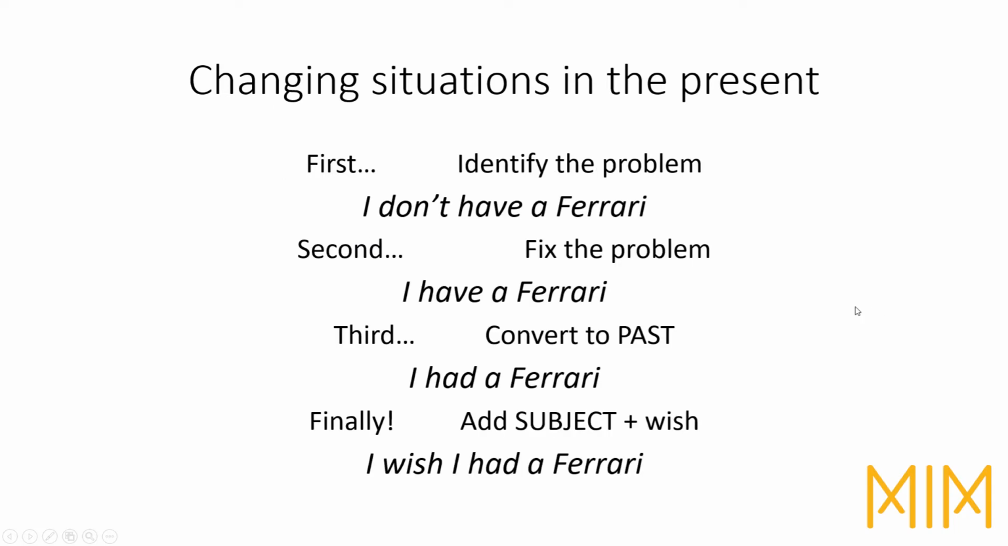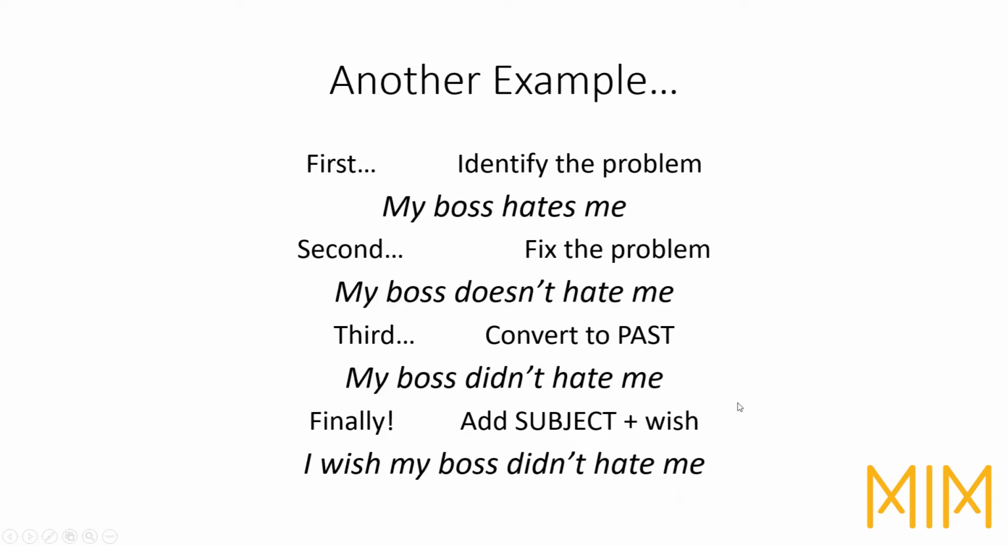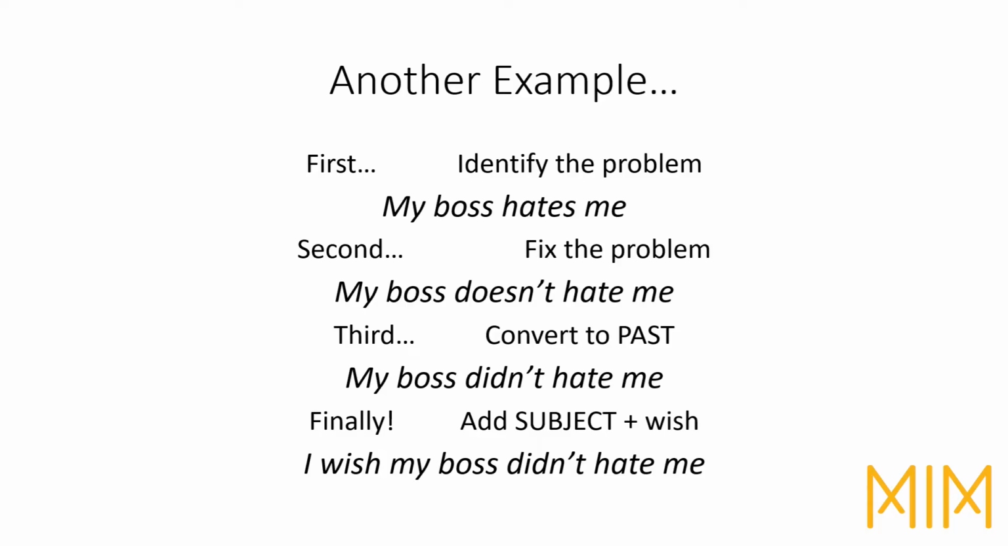Okay, so 4 steps. Identify the problem, fix the problem, change to the past tense, and then add subject plus wish. I wish, you wish, he wishes. So let's take another example. My boss hates me. Actually, I have 2 lovely bosses. And neither of them hate me, I don't think. But we can imagine this as a common problem. My boss hates me. Let's create the ideal, perfect situation.